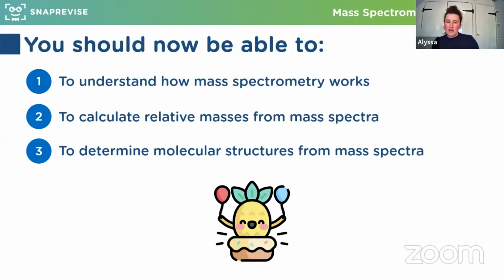So hopefully we have a basic understanding of how mass spectrometry works. If you're AQA, you may need to go and look in a little bit more detail at, for example, the different types of ionization techniques and applying it in exam questions. We hopefully are all confident at calculating relative masses using mass spectra. So rather than just giving the data, taking it from a spectrum and then calculating it. And hopefully we are confident with determining molecular structures from mass spectra. So looking at those fragmentation patterns, thinking about what our molecular ion peak is telling us, etc.